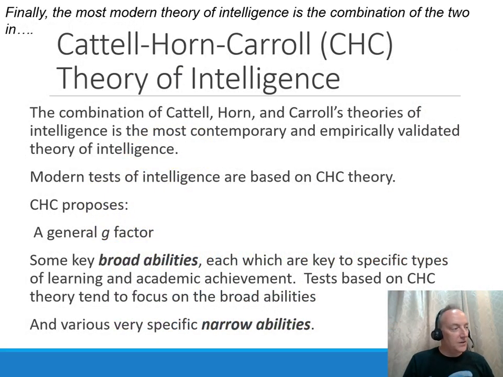So ultimately, the most modern theory of intelligence combines those two theories. Even though these theorists never necessarily all three worked together at the same time, they were dealing with the same stuff conceptually. So the most modern day theory combines all of them. It's called the Cattell-Horn-Carroll theory of intelligence, often abbreviated CHC for their names. And this is the theory that most modern day tests of intelligence are based on, and that we have the most research to support.